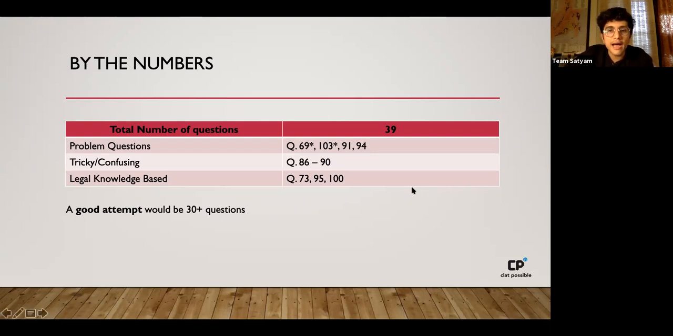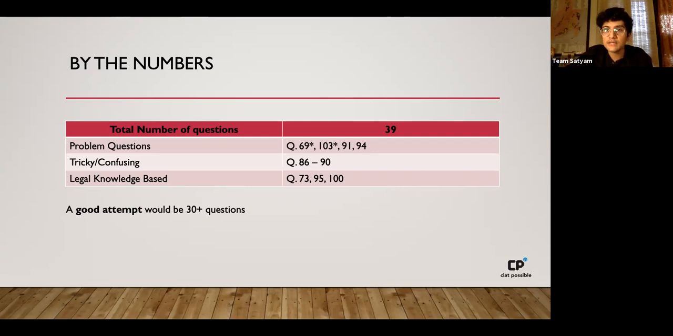Because if you add up all these numbers over here, excluding the legal knowledge based questions because they might have been easy. If you add up the numbers stated in the first two rows, that is 1, 2, 3, 4, 63, sorry, 69, 103, 91, and 94, and the 5 questions over here, they come out to 9. So 9 were the ones where the fate of people lies, where in which college they will make it to, if people get those questions right.